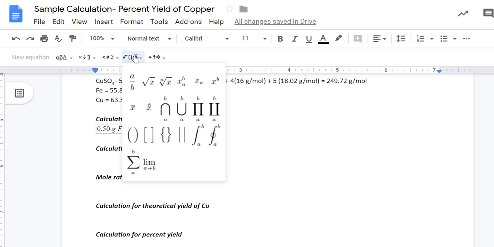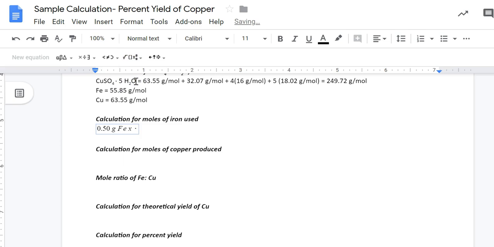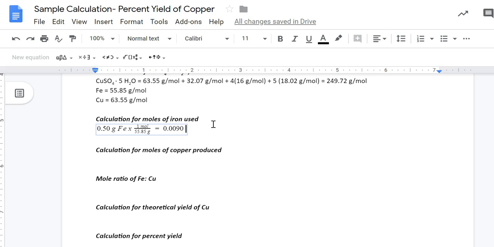So we can go again to Math Operations, A over B. And I can plug in the molar mass of iron, which is 55.85 grams per mole. Rounding to two significant figures, I get 0.0090 moles of iron.